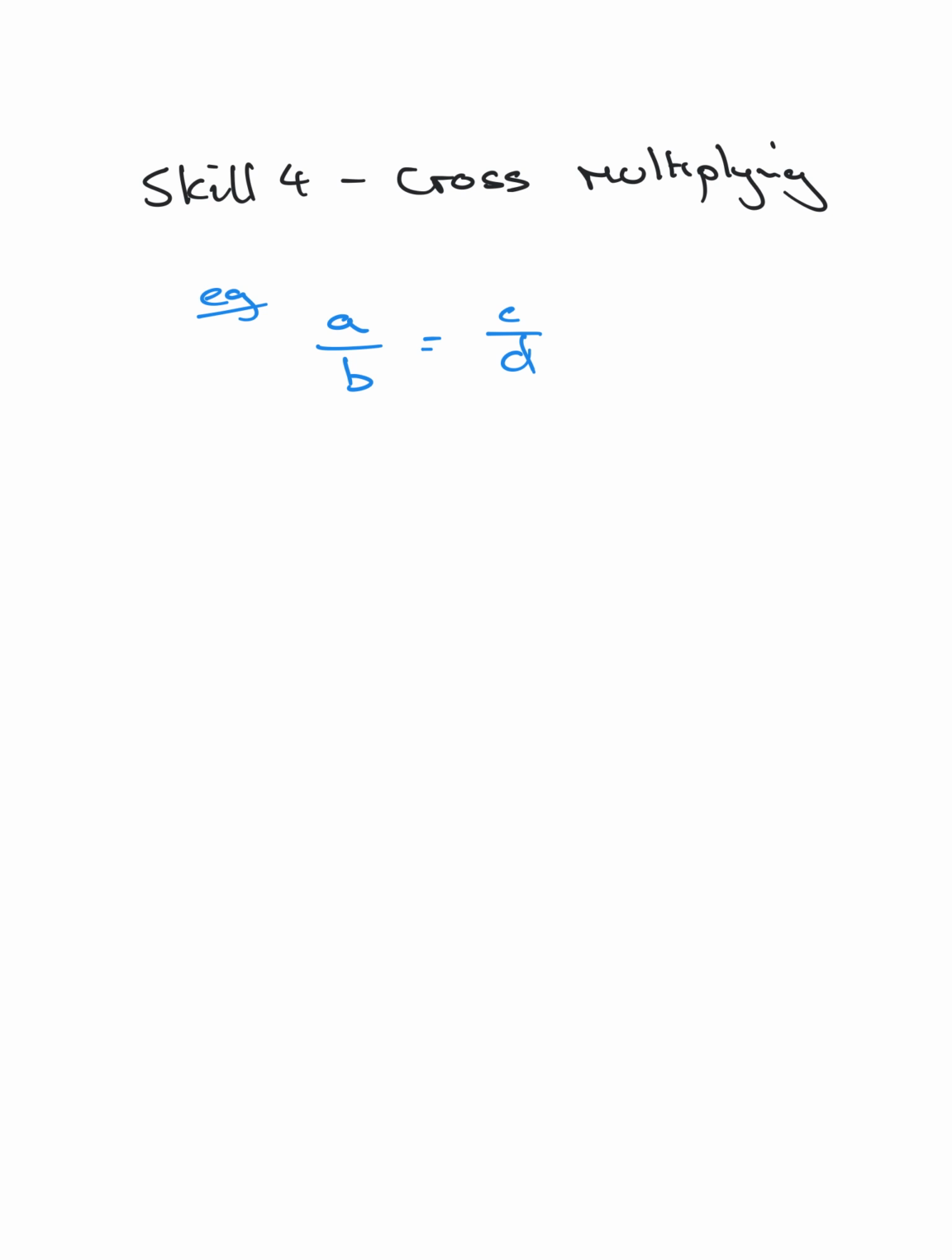So let's just clear that out there. What we end up with is a multiplied by d equals c multiplied by b. Tidy that up. There we are. So again, a little example where this might be handy. If you're asked to make x the subject of this one, which is a plus 1 over b equals c over x. Okay, let's cross multiply. I get x multiplied by a plus 1 and c multiplied by b.